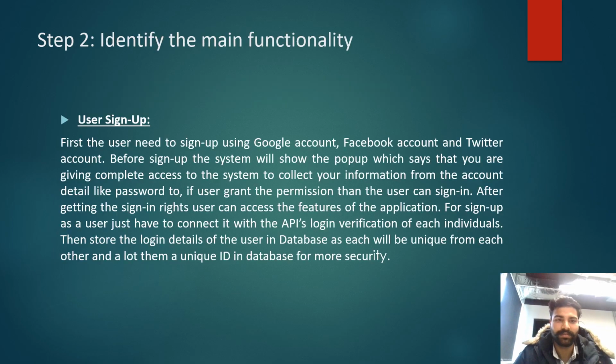Here I will explain the user sign in. First, a user needs to sign up using a Google account, Facebook account, or Twitter account. Before sign up, the system will show a pop-up saying that you are giving complete access to the system to collect information from the account details, like the password. If the user grants the permission, they can sign in. After getting sign in rights, the user can access the features of the application.